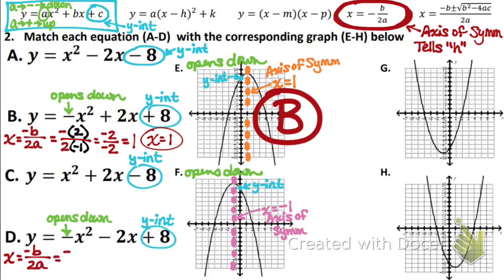What is our value for B this time? Negative 2 over 2 times our A value. What's A here? Negative 1. What is it when it's a negative and a negative like this? Positive. So I'm going to have a positive 2 in my numerator, but what down in my denominator? Negative. What is 2 divided by negative 2? Negative 1. So x is negative 1, which means it goes with graph F.